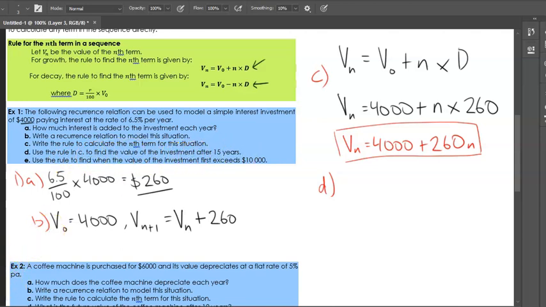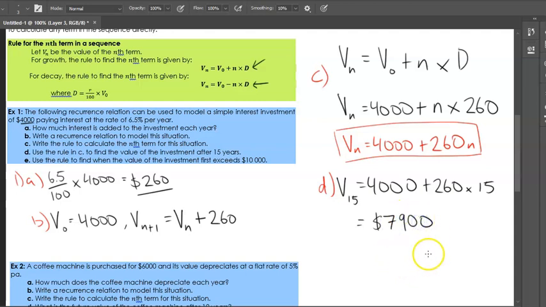Or in other words, we're just finding V of 15. And anywhere we see an n, we're just going to replace it with a 15. And that's all we've done here. Because we're adding 15 lots of $260 each time. So after 1 year, it's 260. After 2 years, it's another. We're doing this for 15 years, so we're doing it 15 times. This ends up being $7,900.